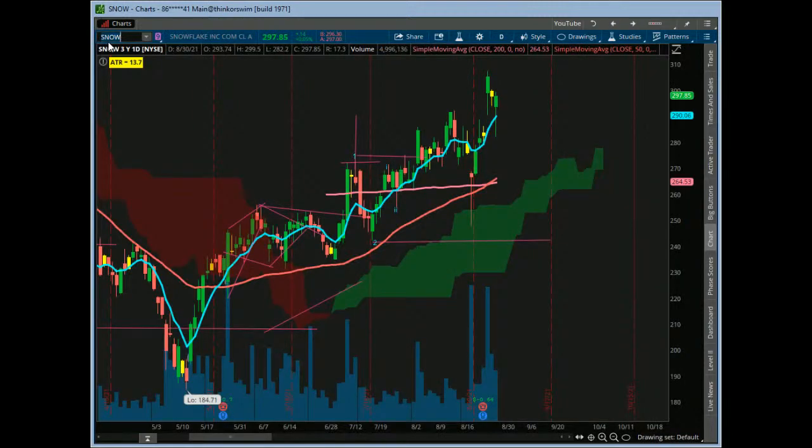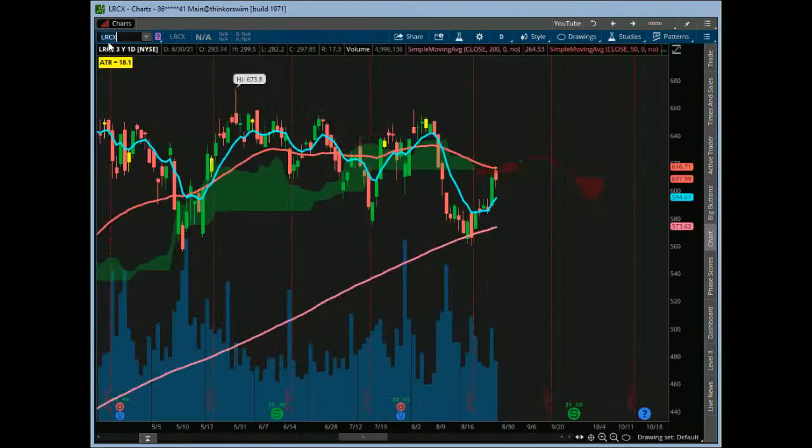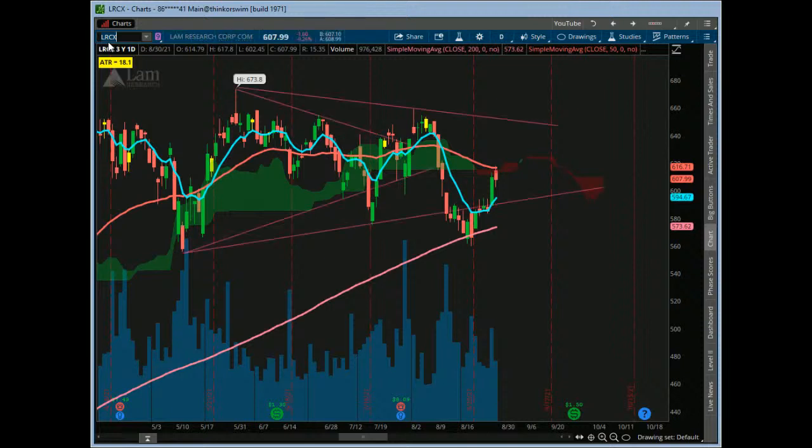As for SNOW, let's take a look at SNOW. SNOW gave a good dip buy today, guys. Back off the 8 EMA, filled the gap and bounced, right? So nice move there. And then LRCX. Potential doji sandwich on that one too, so looking pretty good.